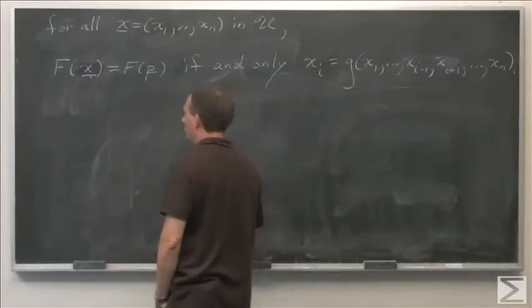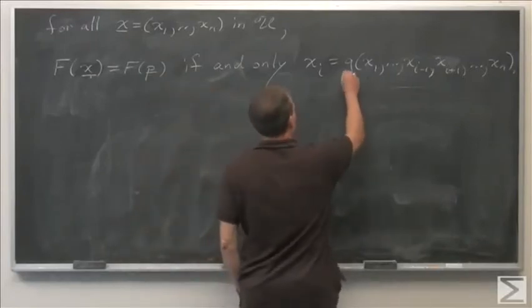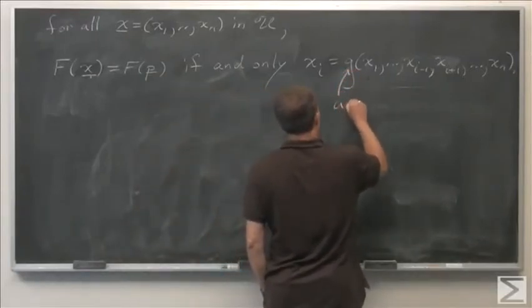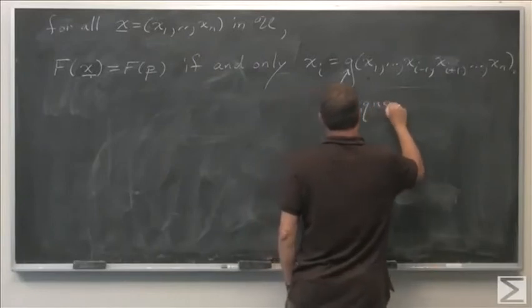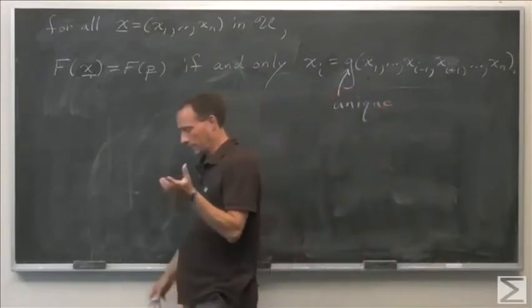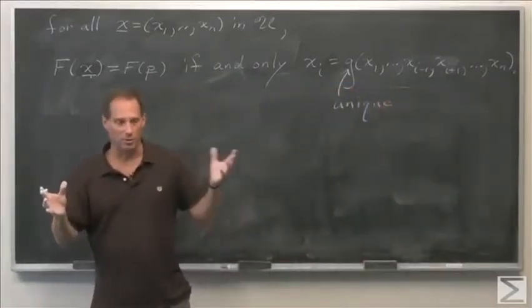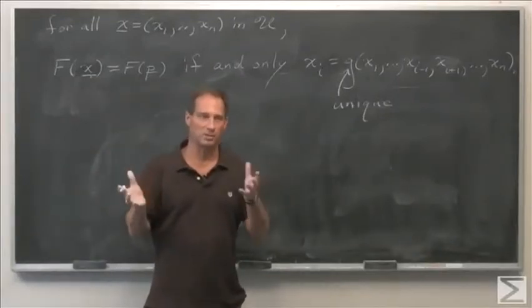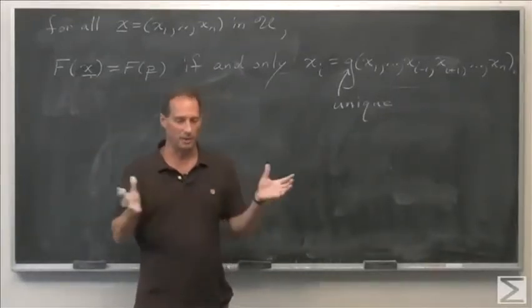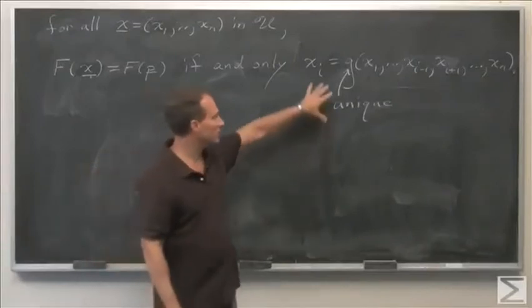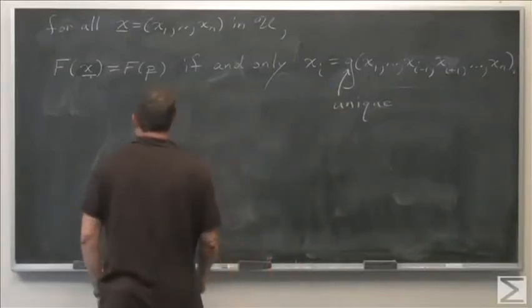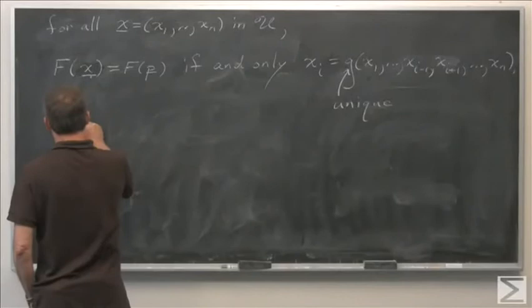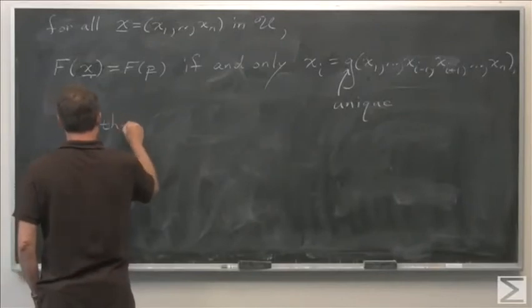And I say this function g is unique, at least, so this is unique, there's only one. Really, if you had another one, they'd have to agree on some possibly smaller open neighborhood of P, but so it's essentially unique. But furthermore is how you differentiate.